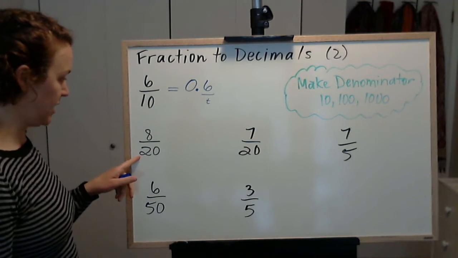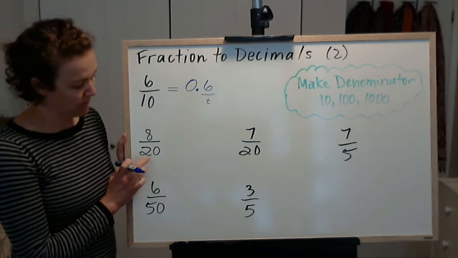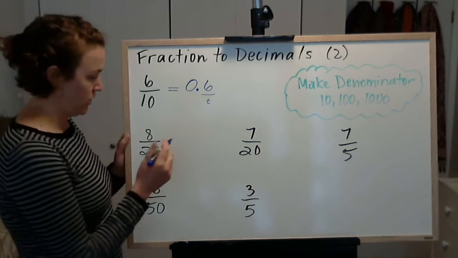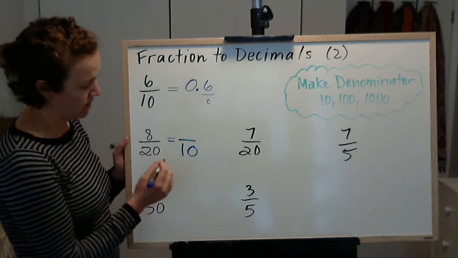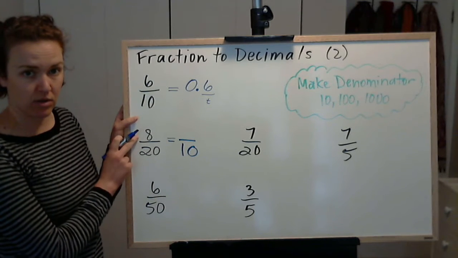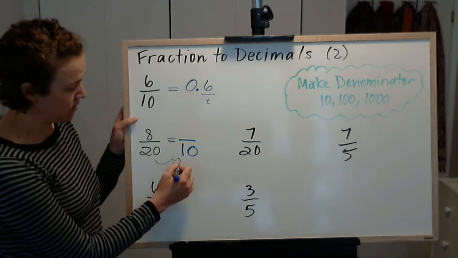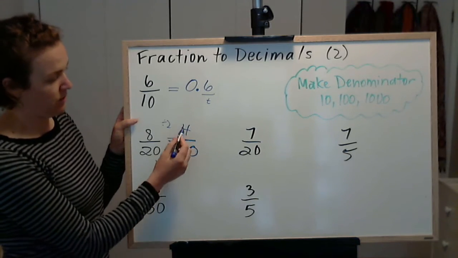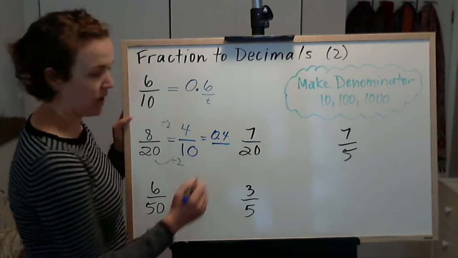This one, 8/20. There are two ways you could do this. You could make a denominator of 10, or you could make a denominator of 100. So if I'm going to choose to make a denominator of 10 because I've looked at this and I've realized I can divide both top and bottom by 2. So 20 divided by 2 is 10, and 8 divided by 2 is 4. 4/10 I can write as a decimal like that.